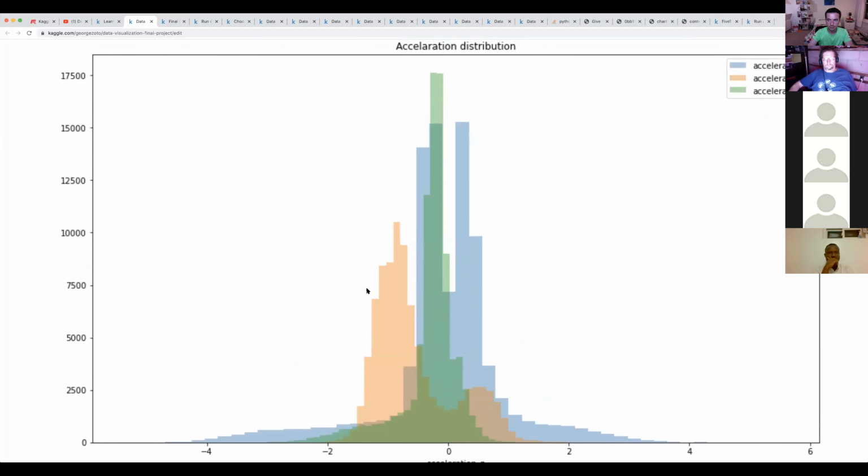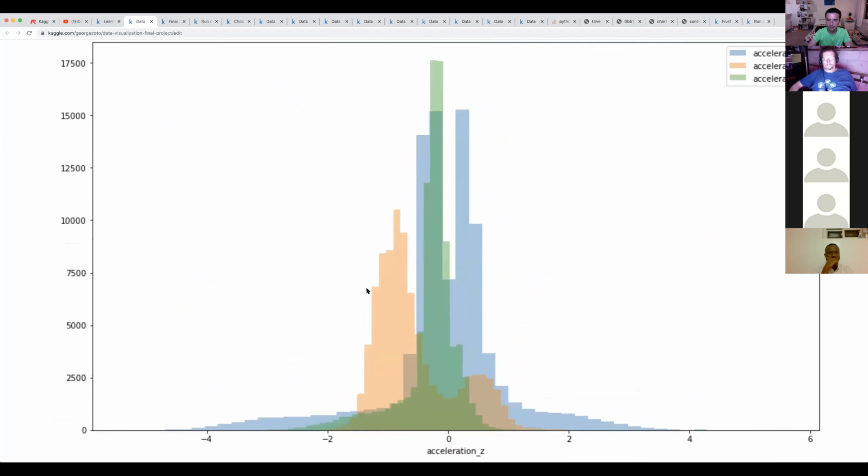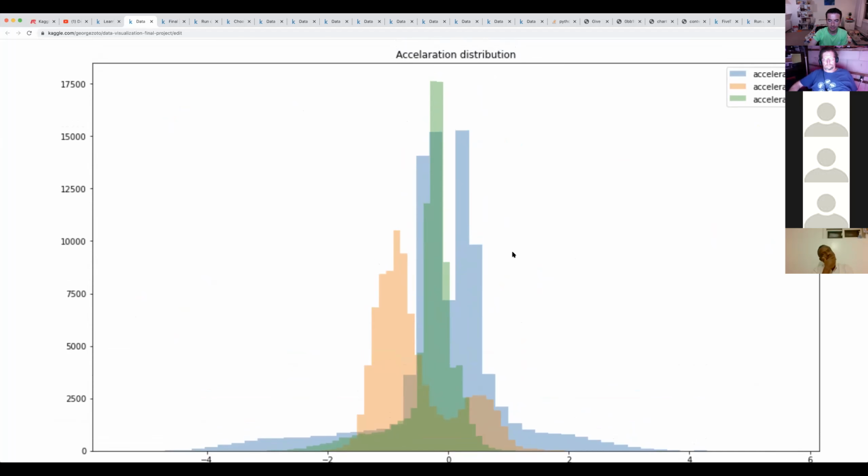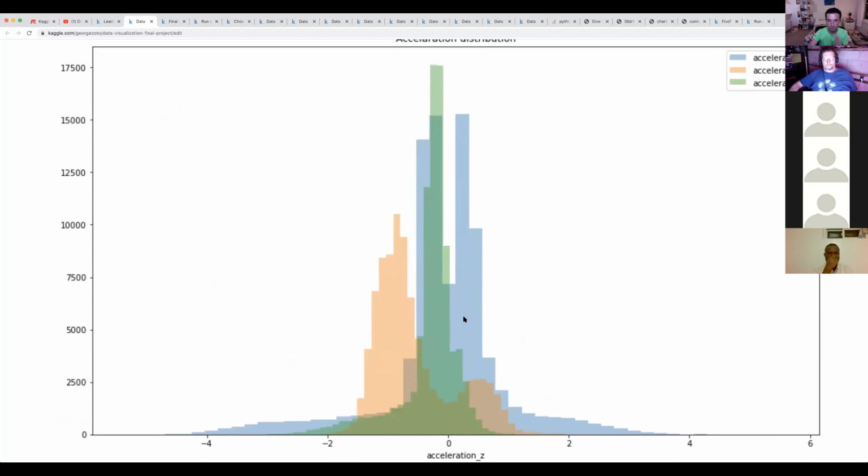Also want to look at a distribution here. So I want to see what is the range of acceleration on the different dimensions, X, Y, or Z. And you can see that they're most of the time around 0, except for this Y one that's a little bit of a dual distribution here, on the left and on the right.